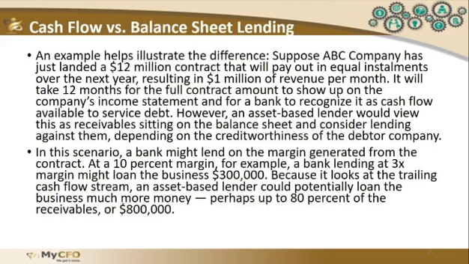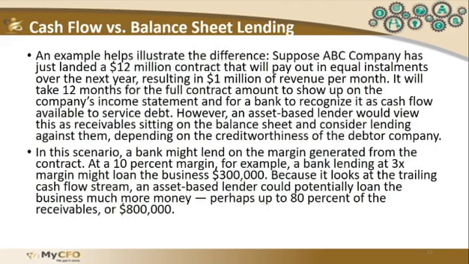So to illustrate, let's take an example. Suppose ABC company has just landed a $12 million contract that will pay out in equal installments over the next year, resulting in $1 million of revenue per month. It will take 12 months for the full contract amount to show up on the company's income statement and for a bank to recognize it as cash flow available to service debt. However, an asset-based lender would view this as receivables sitting on the balance sheet and consider lending against them, depending on the creditworthiness of the debtor company.